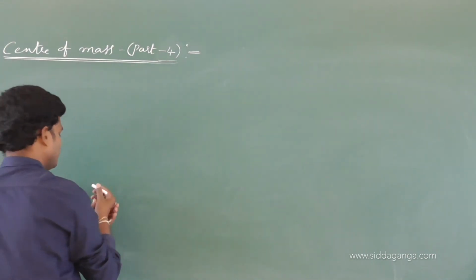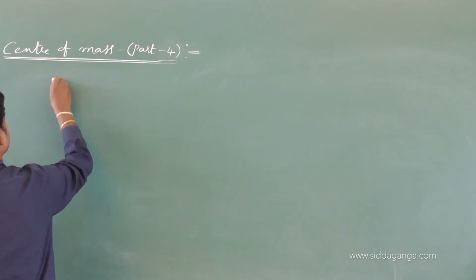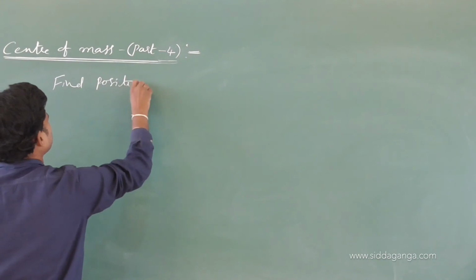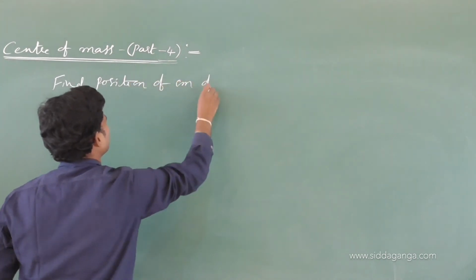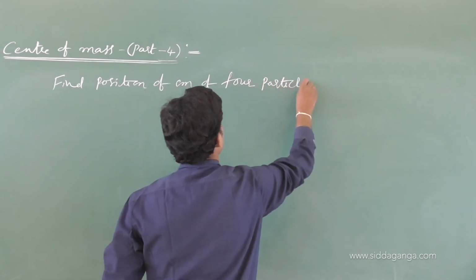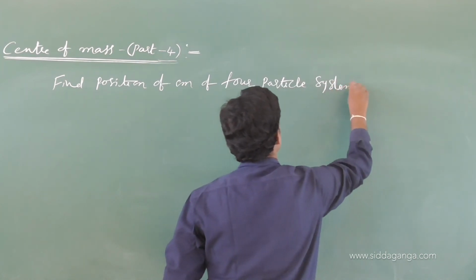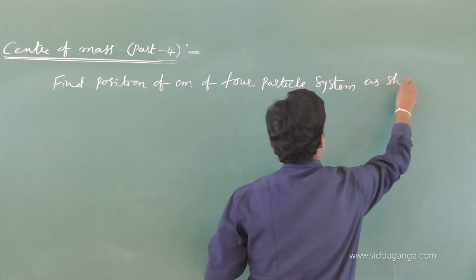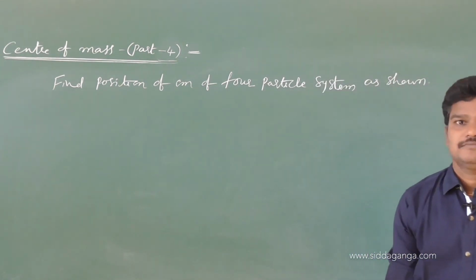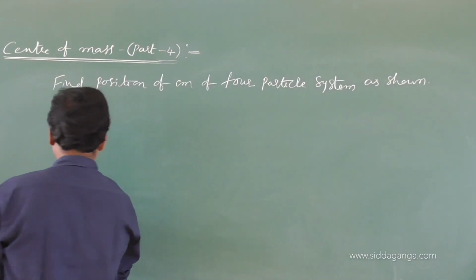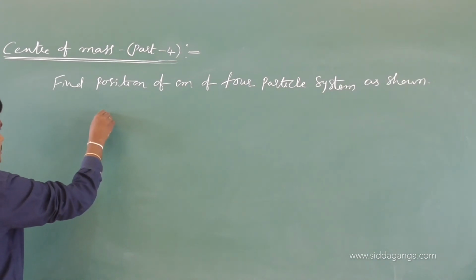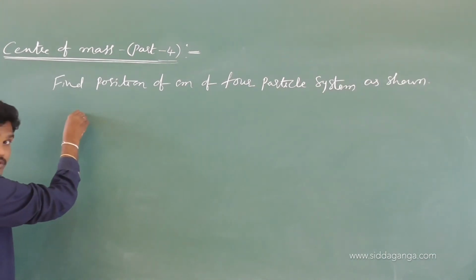Okay. So take one more question. Find the position of the center of mass of the 4 particle system as shown. Okay, so again they have given the diagram. See, they have given a parallelogram diagram. The given diagram looks like this. Is it okay? Yeah.